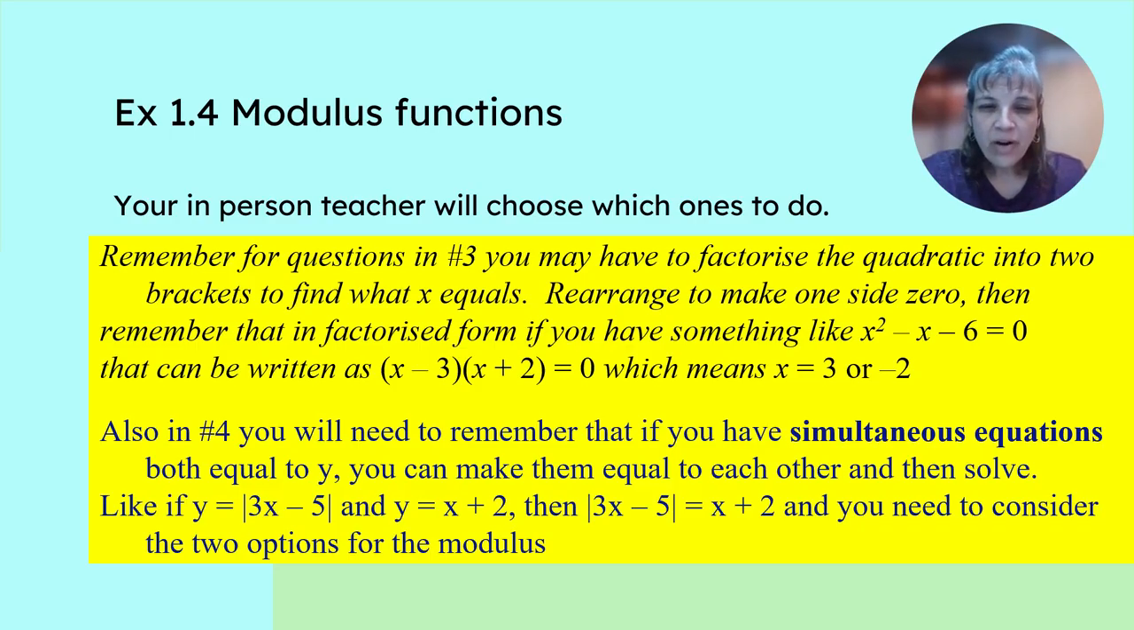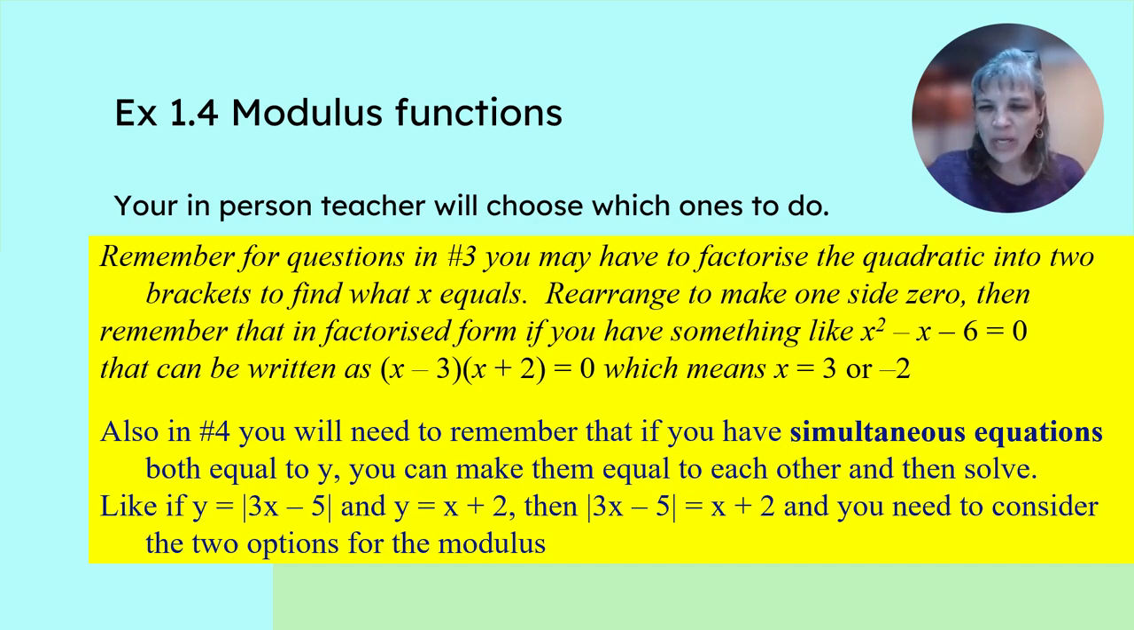And in question number 4, you need to remember that when you have simultaneous equations, and in this question they're both equal to y, then you can make them equal to each other, and then you can solve them. So like if you have y equals the modulus of 3x minus 5 and y equals x plus 2, then the modulus of 3x minus 5 must equal x plus 2. And then you need to solve giving the two options for the modulus. All right. We'll let your teacher decide what to assign you for that exercise.